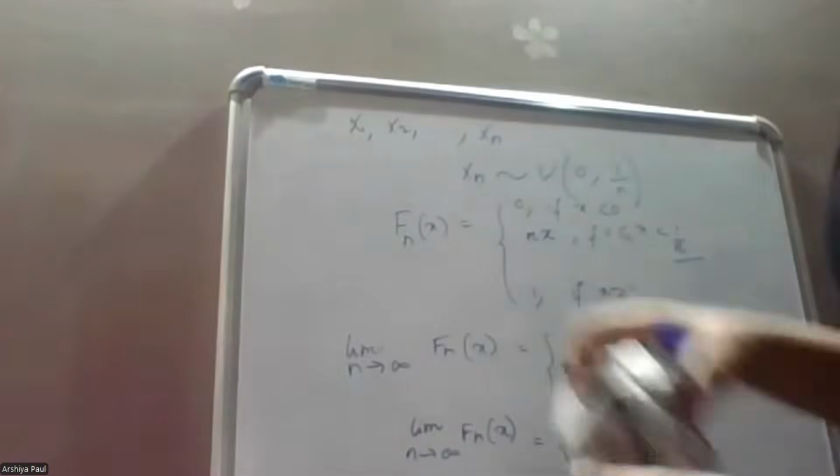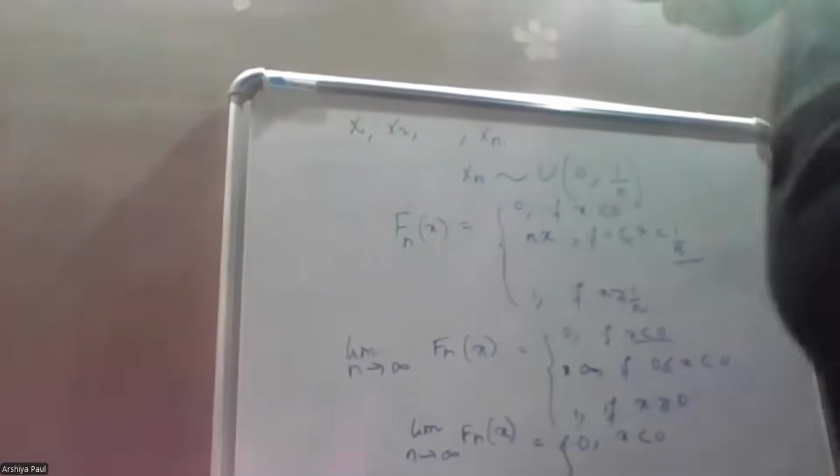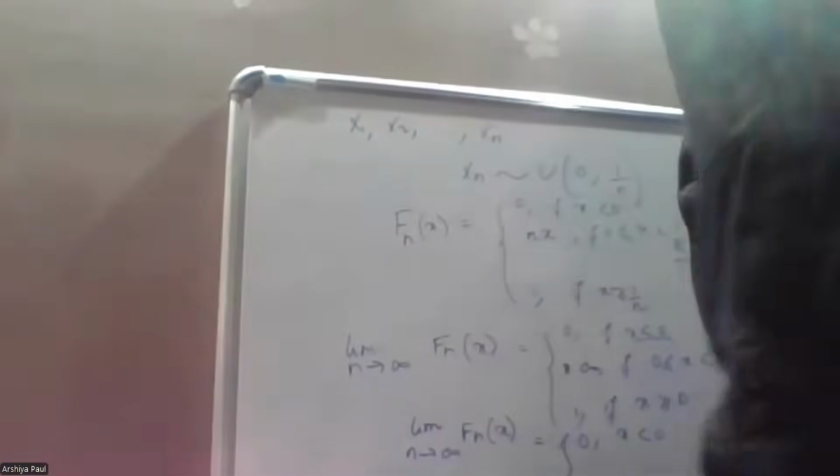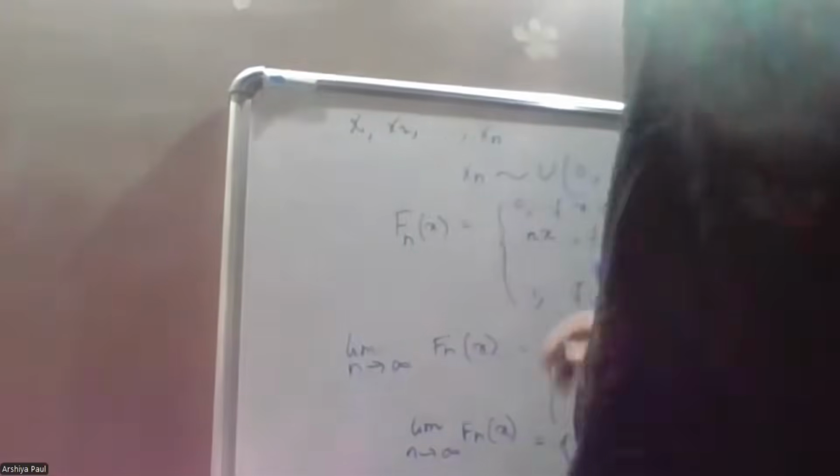Okay, so you have written that when x is less than or equal to 0, it's 0, and 1 when x is strictly greater than 0, right? You have written that, na? Okay, so why is it not a CDF? Why are you telling that it is not a DF?